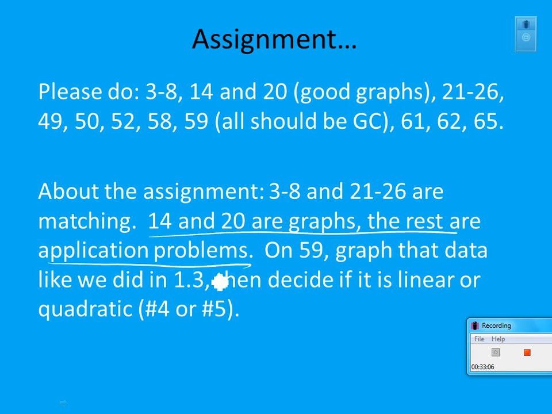On number 59, graph that data like we did in section 1-3, stat, enter it into L1 and L2, and then decide if it's linear, number 4, or quadratic. And let your calculator do the work for you there.